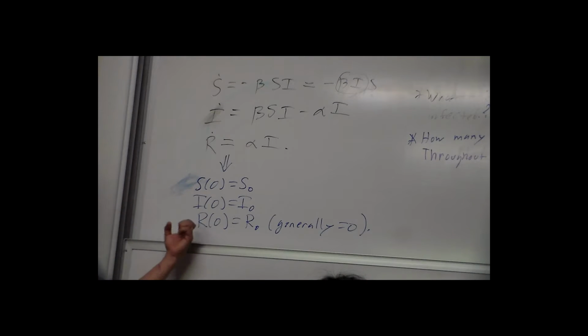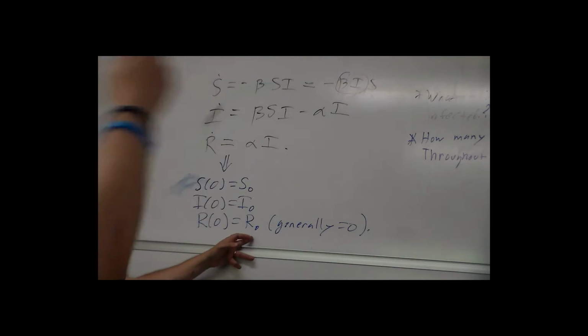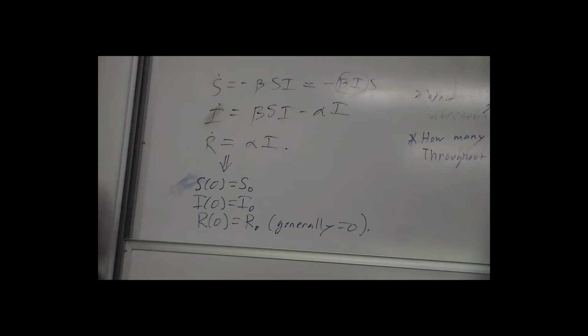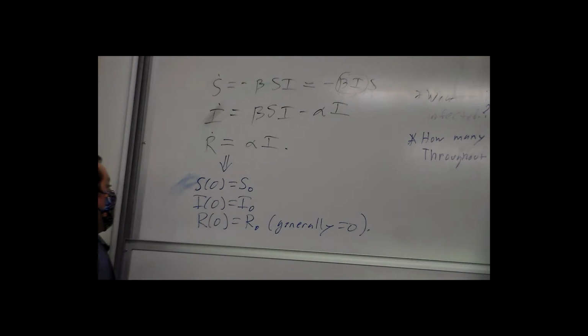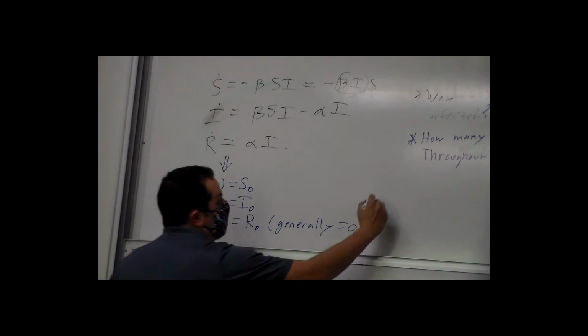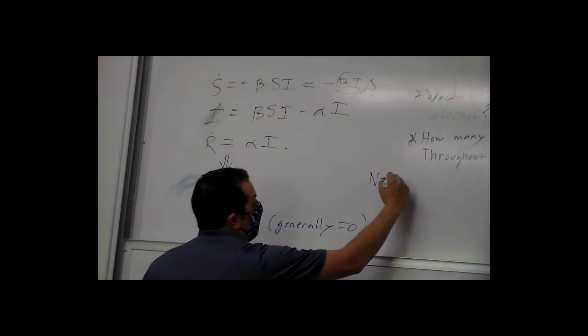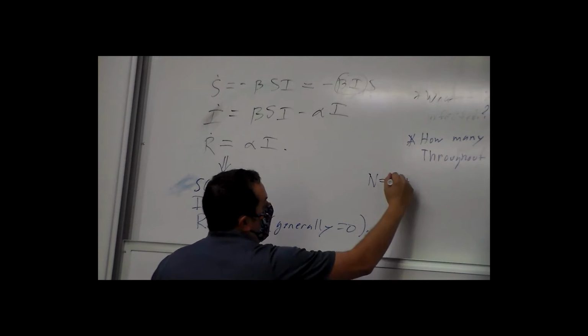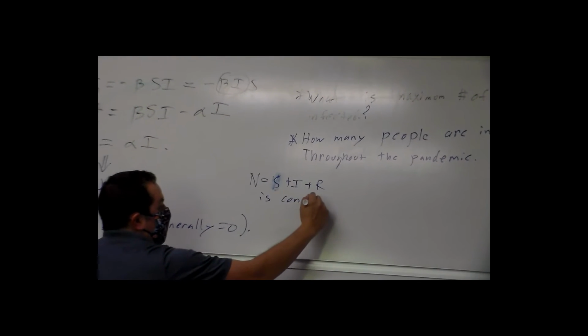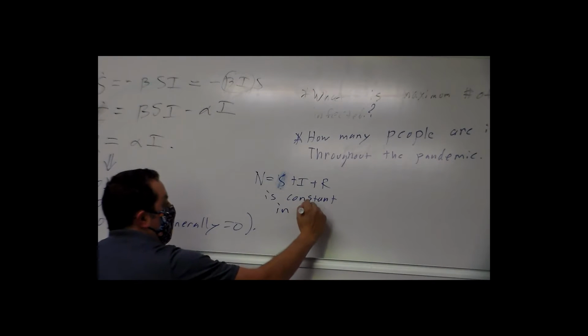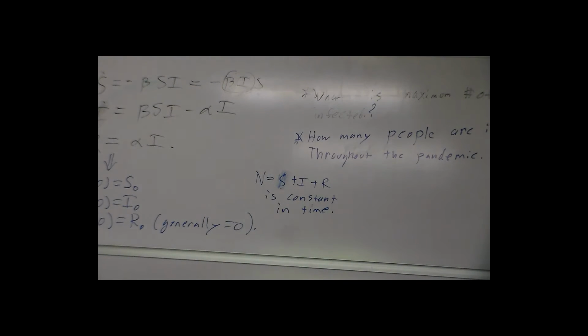So we have an initial susceptible population, an initial infected population, and an initial recovered population. Generally, you can always start your time wherever you want to, but generally at time 0 nobody has recovered yet, so I'm going to assume R naught is 0. There's another important property of this set of equations: N equals S plus I plus R is constant in time. That was baked into the equations.